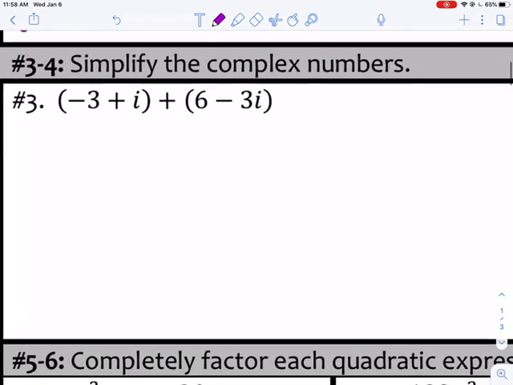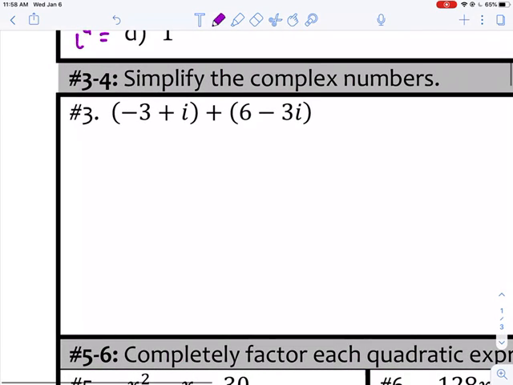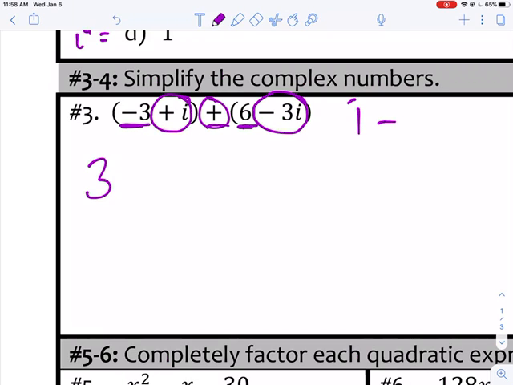All right, looking at this next, it says plus in the middle. This is just simply adding and subtracting, so just combining like terms. So when I look at -3 plus 6, I'm just going to put into my calculator -3 plus 6, I'm going to get 3. And then I'm going to do 1i plus -3i, which is the same thing as 1i minus 3i. So that's -2i. And that's our final answer there.